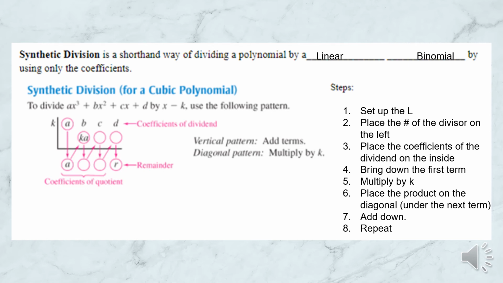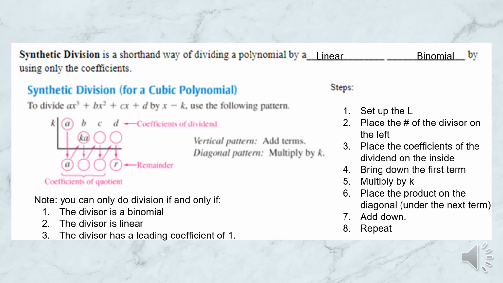We bring down the first term, we multiply it by k, and we place that product on the diagonal, so under the next term. We add down, and then we repeat. Again, please note that you can only do division synthetically if and only if the divisor is a binomial, it is linear, and it has a lead coefficient of 1.